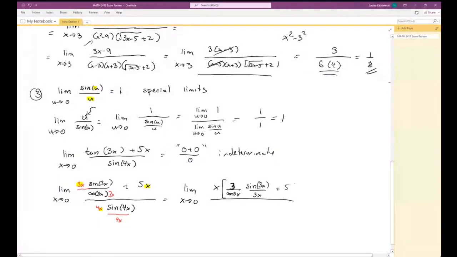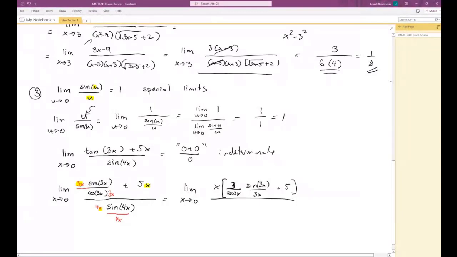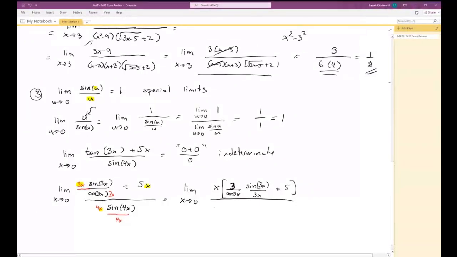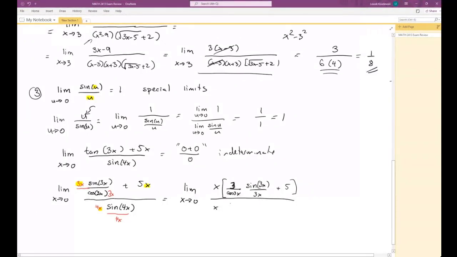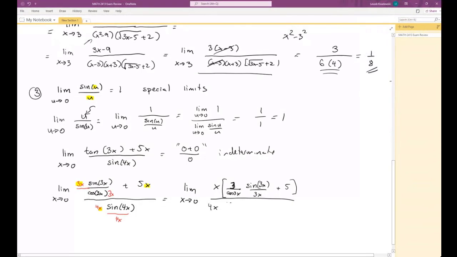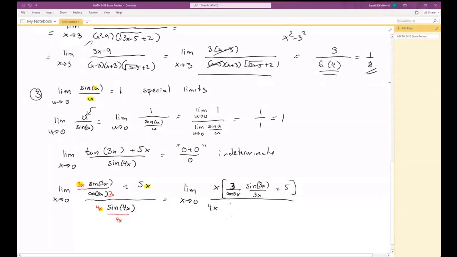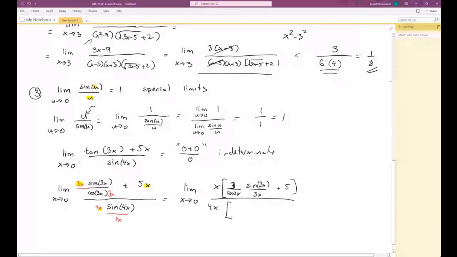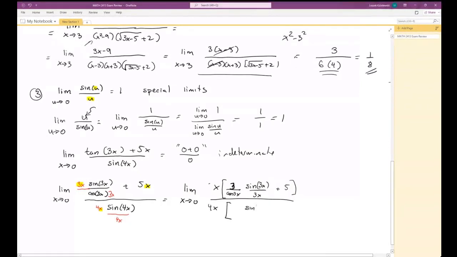And then we're left with the 5. Right, I factor it in. On bottom, we factor out an x, 4x, I should say. Okay. I could have factored out. Yeah, that's fine. All right, so are we now ready to take a limit, right?